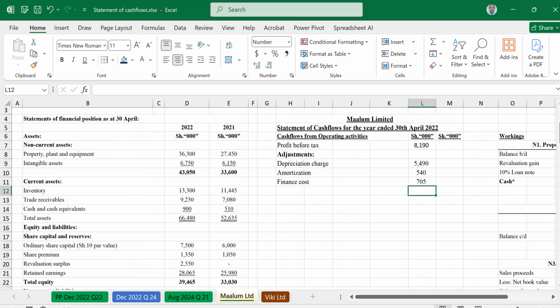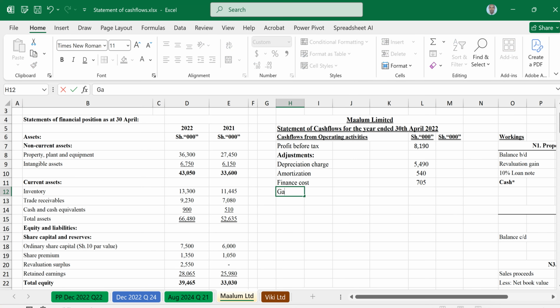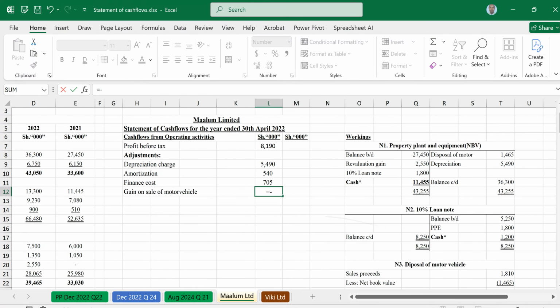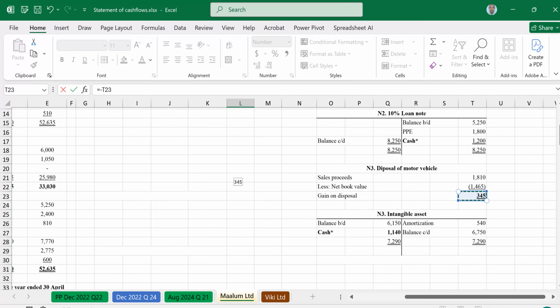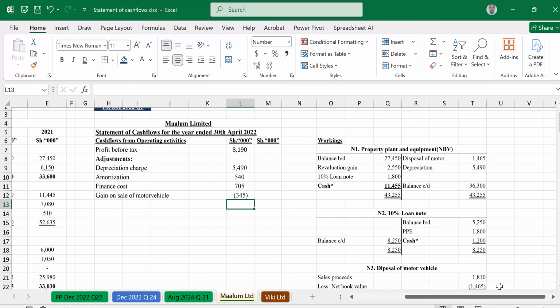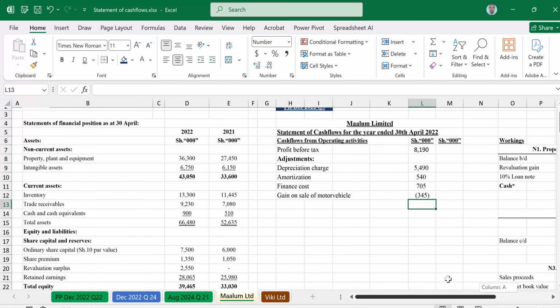And lastly, gain on sale of motor vehicle. The gain on the sale of motor vehicle will be deducted. Remember, we are deducting that because it's not an operating activity, yet it was a gain. 345 is going to be adjusted for.